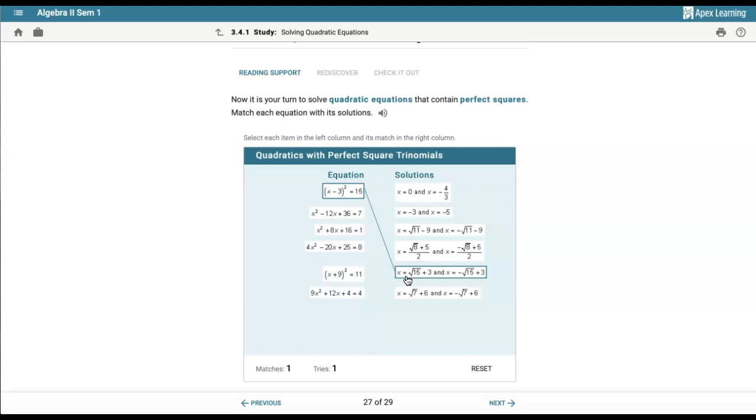My trick for doing this was that there was only one option in all of these that had the square root of 15, so I immediately knew that was going to be my answer. All right, same thing here. If I have 9 and 11, I know that the square root of 11 minus 9 is going to be my answer. It's the only one with the square root of 11. Taking the time to realize some patterns there can be really helpful and a time saver for you.